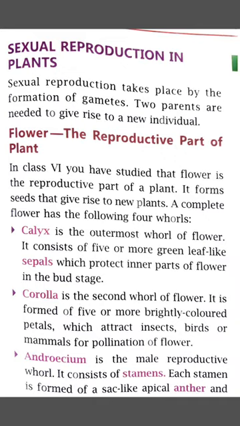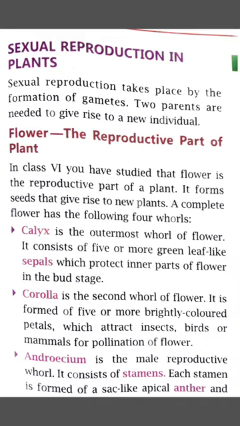I will tell you later on. I am just introducing the parts of the flower, the essential and non-essential parts of the flower. Gynoecium is the female reproductive part of the flower. It is also called pistil. It consists of stigma, style and ovary, and the ovary contains ovules. The female gamete or egg is formed in the ovule.